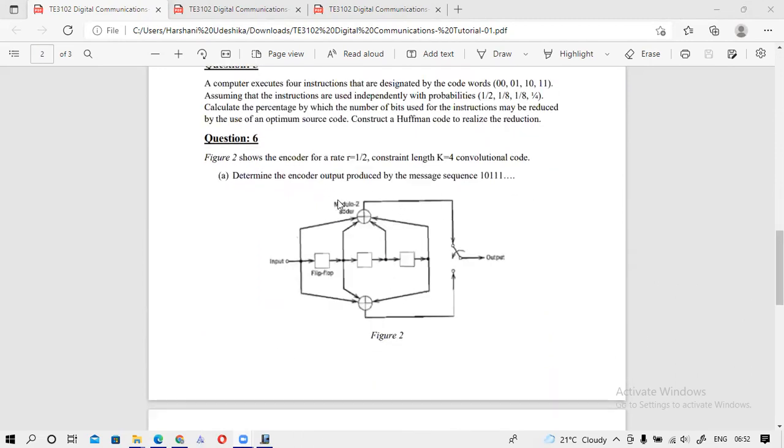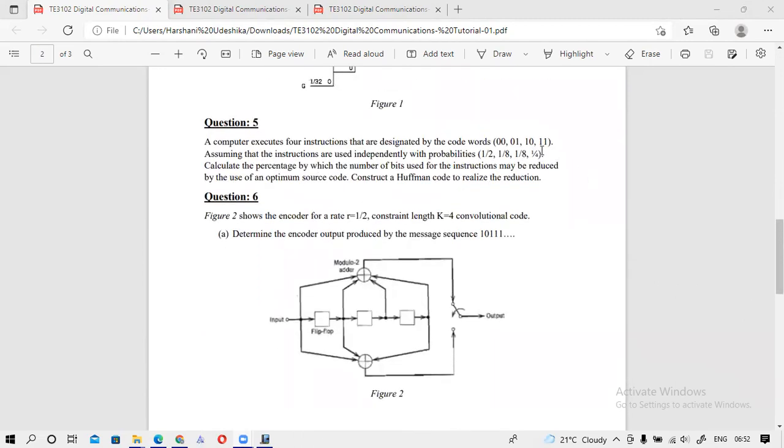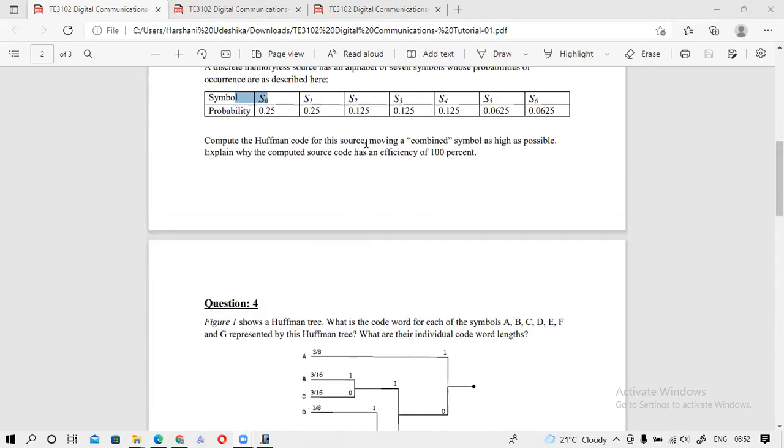Okay, we will move on. I think question 5 is also in the same manner, the same way. So I think it is enough to do the examples with the Huffman codes. Then we will go to the error correction.